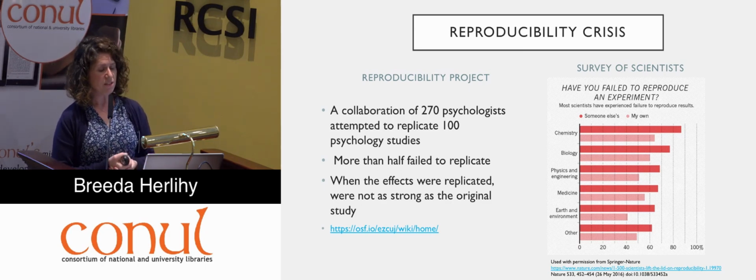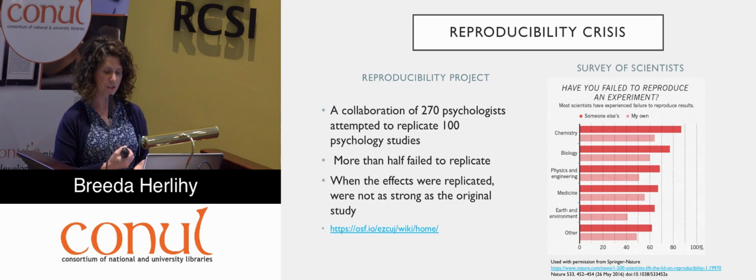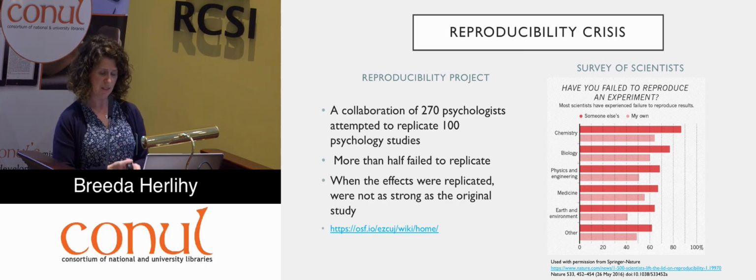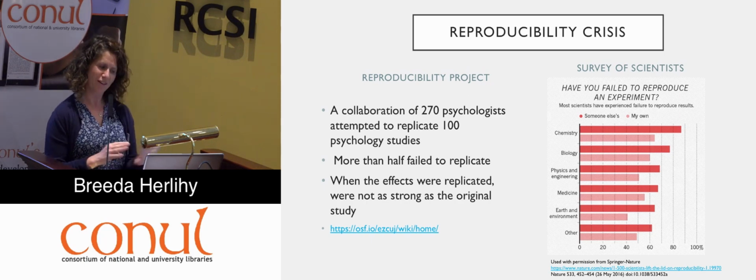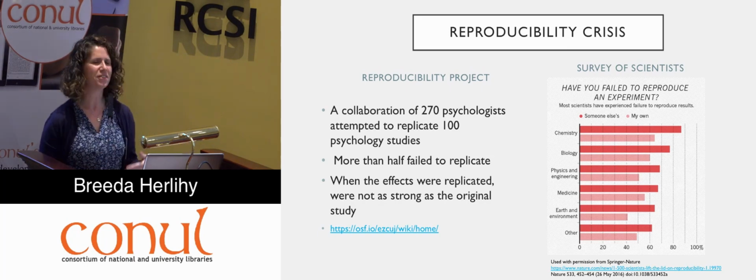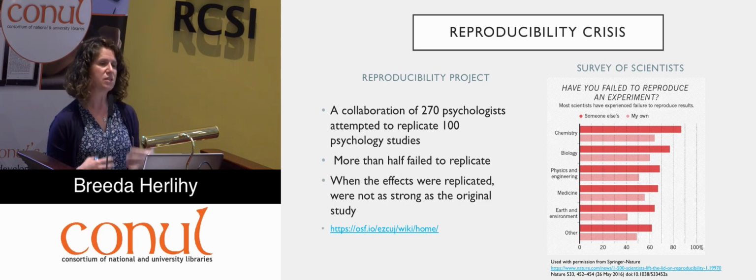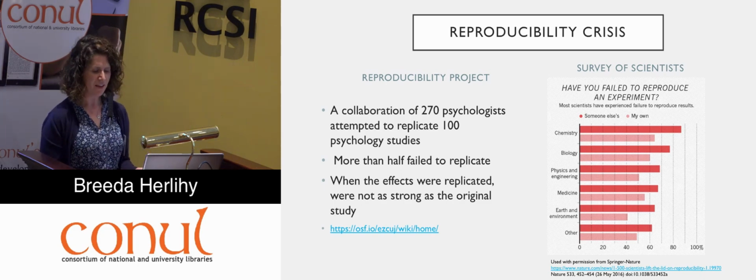A survey of over 1,500 scientists found that over 70% of researchers have tried and failed to reproduce another scientist's experiments, and more than half have failed to reproduce their own experiments. There can be a whole raft of reasons for this failure of reproducibility, but most scientists would say that it's not evidence of fraudulent activity in science.